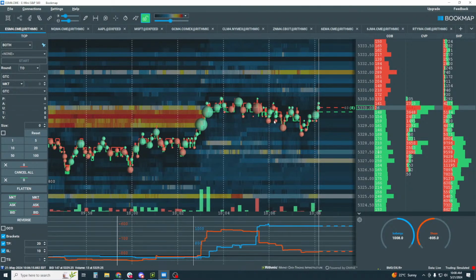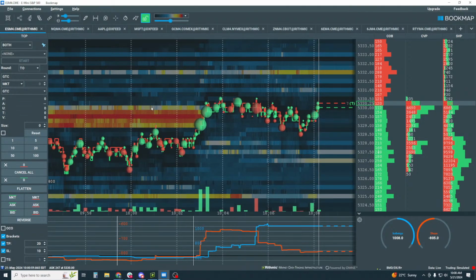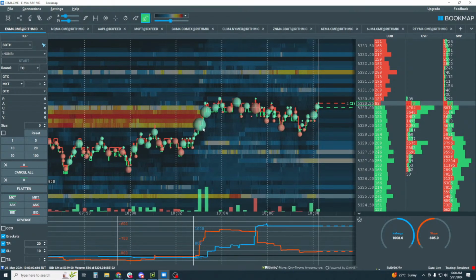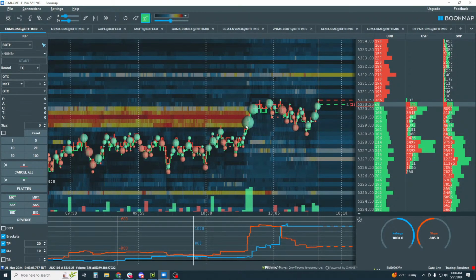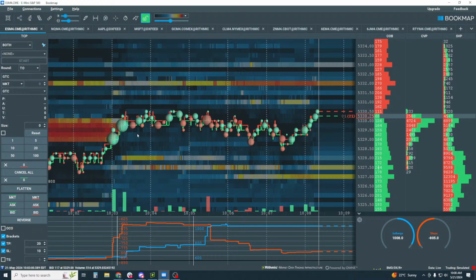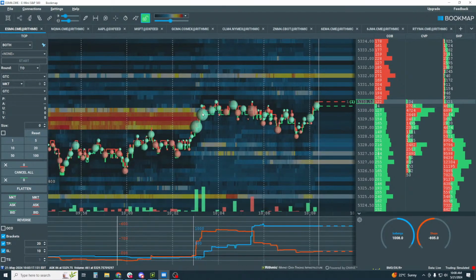It is this constant back and forth and context between high liquidity, this price structure, which is a breakout into high liquidity here on the offer, so price structure, transactions, and liquidity.